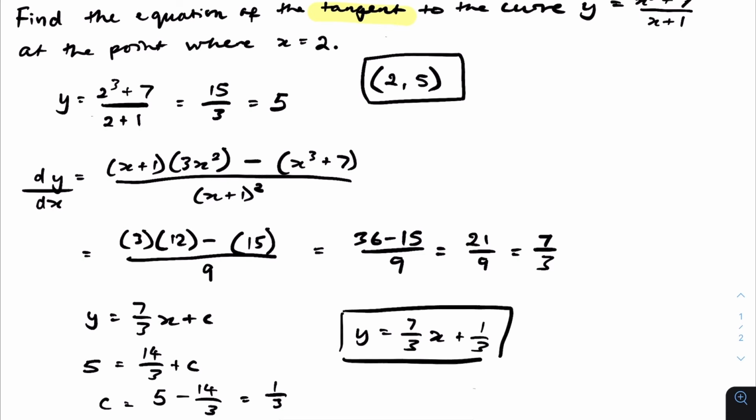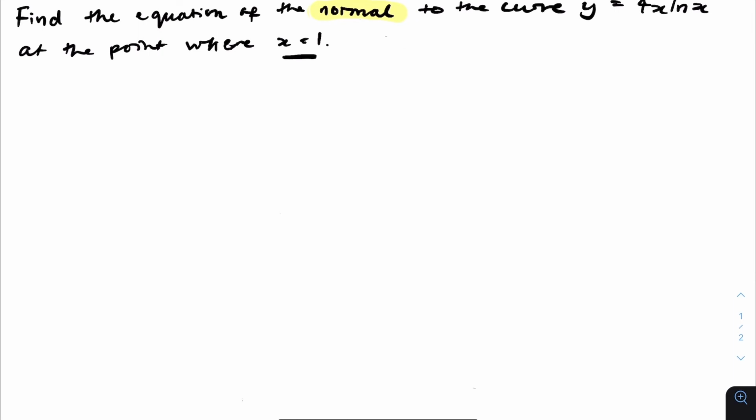Let's look at one last problem before we wrap up this video. Alright guys, so here's the next and final problem. Find the equation of the normal to the curve y equals 4x ln x at the point where x equals 1. First thing we have to notice is that we have the word normal in there, which is not the same as tangent. And it must be pretty significant.